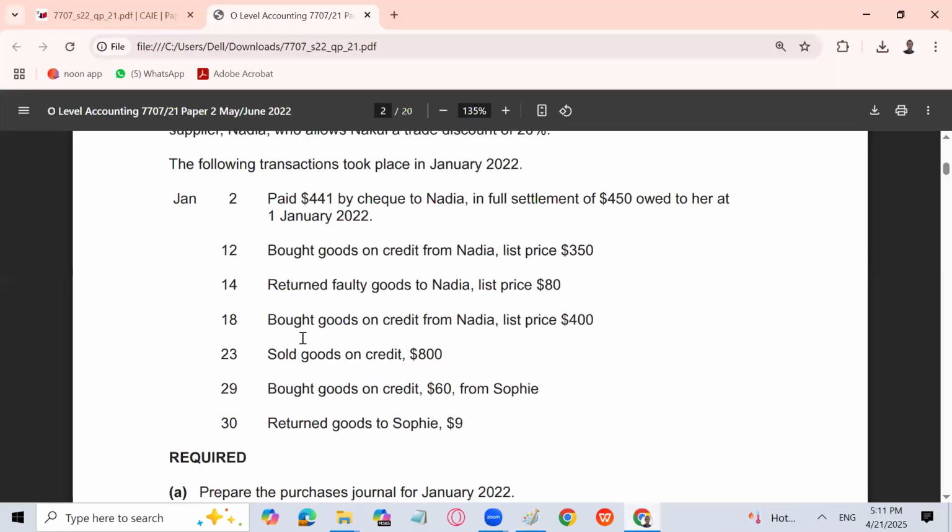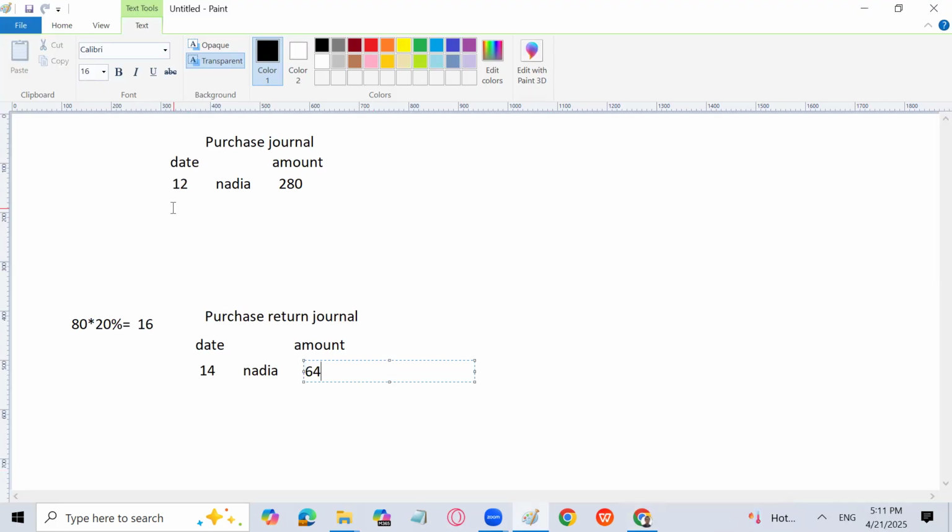Next. Bought goods on credit from Nadia, list price 400 on 18th. I can write again, the date is 18 and the name is again Nadia, and the amount is 400. Again, I will not write 400. 20% is trade discount, so 400 into 20% is 80. So the amount which will come over here is 320. So the name of the person from whom the goods are purchased, amount and their total.